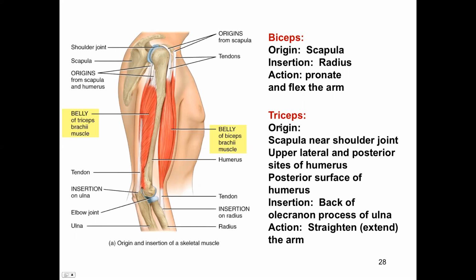And then the triceps, the origin is the scapula near the shoulder joint, and the upper, lateral and posterior sides of the humerus. It's triceps, there's 3 of them, right? There's 3 parts. And the insertion is the back of the olecranon process of the ulna, right? So there's 1 insertion, 3 origins. And the action is to straighten or extend the arm. So at least here the action is straightforward, all right? So you see what I mean, right?